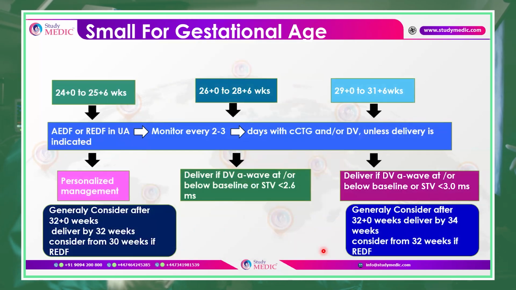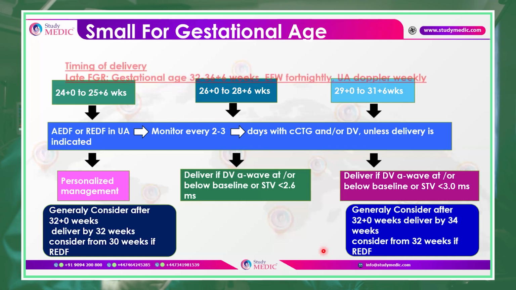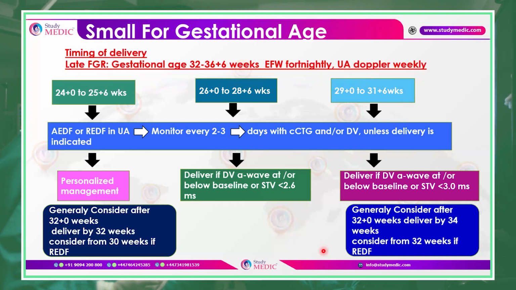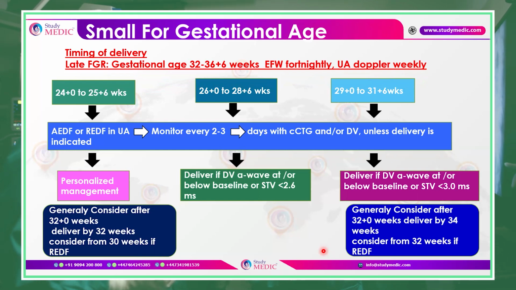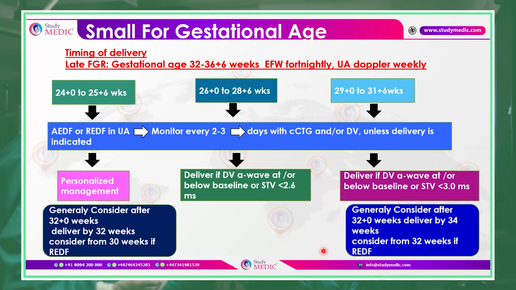Now there comes the delivery plan, that is, how to go for delivery. In late IUGR, if the gestational age is 32 to 36 plus 6 weeks, you will be doing the estimated fetal weight fortnightly and umbilical artery Doppler weekly. So during gestational age 24 to 25 plus 6, and then it depends upon the other gestational age periods, how to go about.